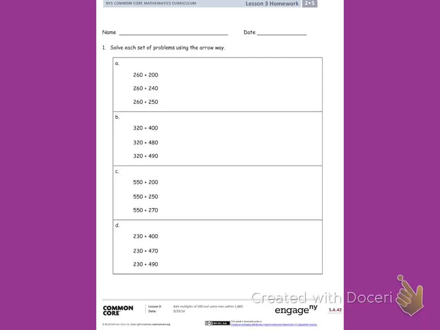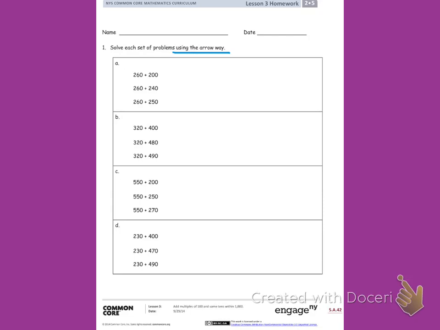Module 5, Lesson 3's objective is to add multiples of 100 and some tens within 1,000. Item 1. Solve each set of problems using the arrow way. I'm going to underline that, using the arrow way. That way, I remember to follow the directions.